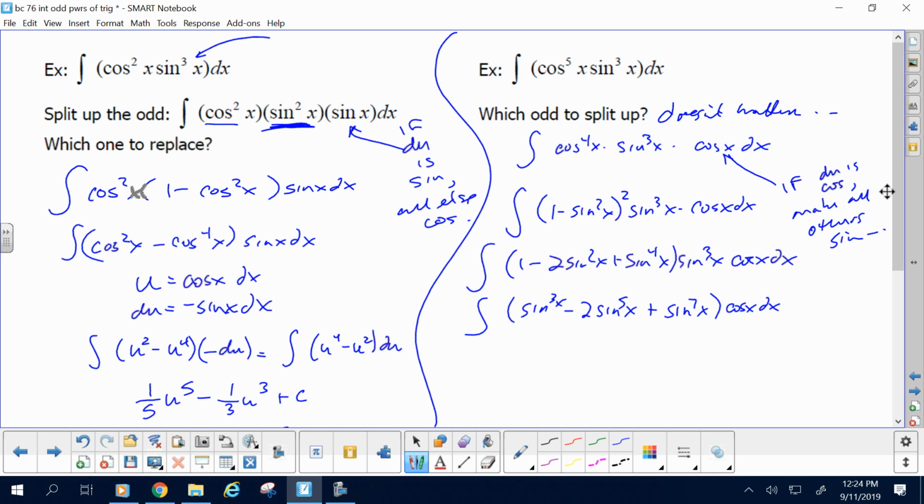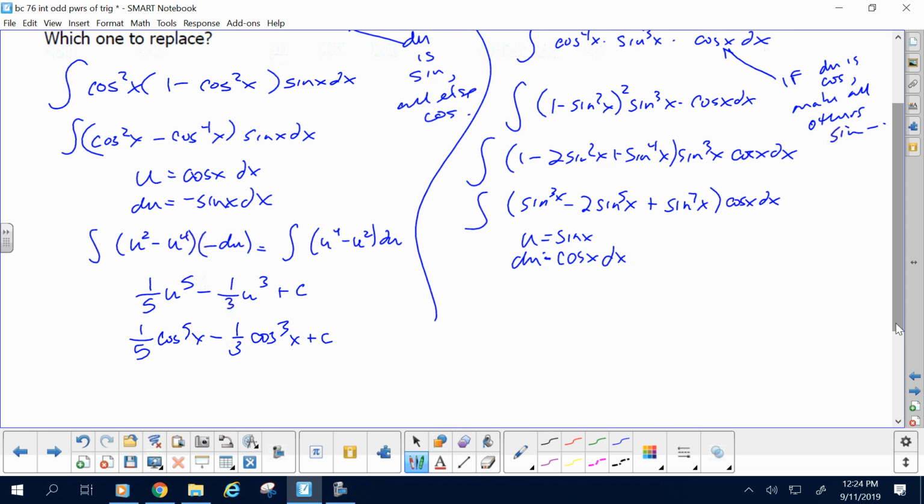Are we cool? Let u equal sine, which implies du is cosine. At least we didn't get that negative problem in there. So the integral is u cubed minus 2u to the 5th plus u to the 7th du. Tell me if I made a mistake or you're not sure what I'm doing. What's the antiderivative?